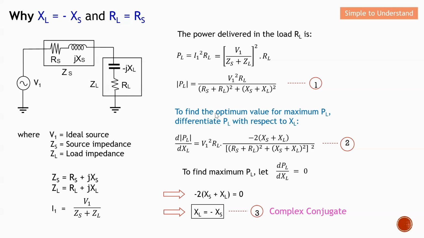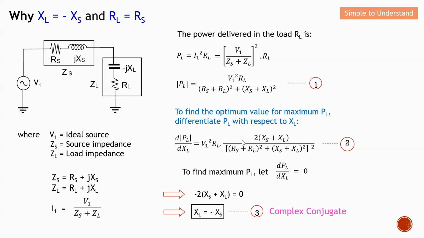Next, in order to find the optimum value for the maximum power delivered to the resistor RL, I need to differentiate this with respect to XL. With this, what will be the value of XL in order to achieve maximum power delivered to the resistor RL? This is why I need to differentiate. After differentiating this equation, I will have this equation.